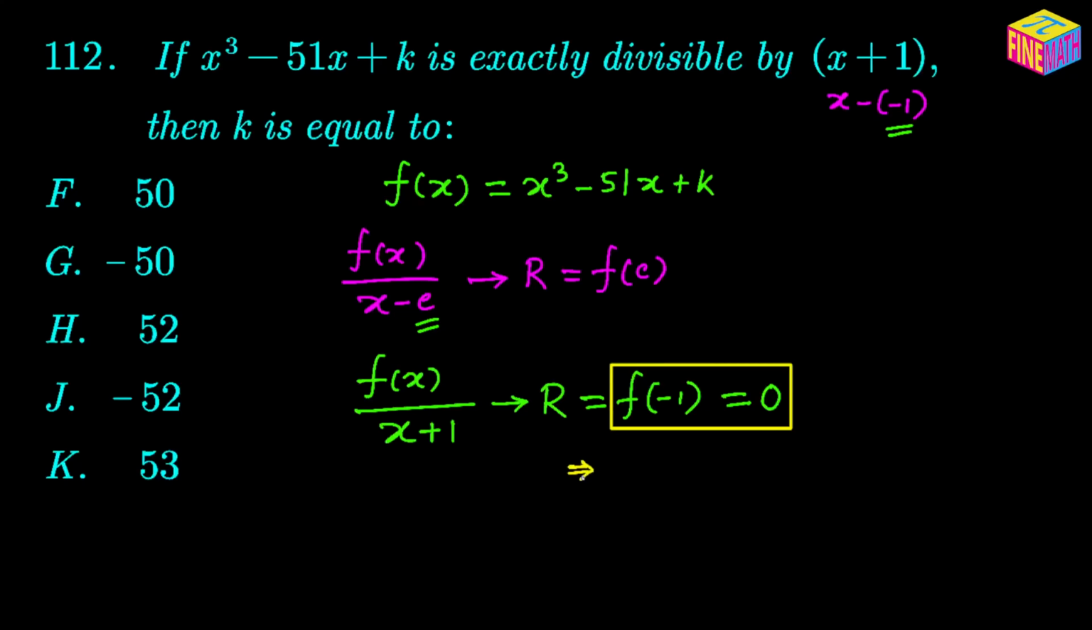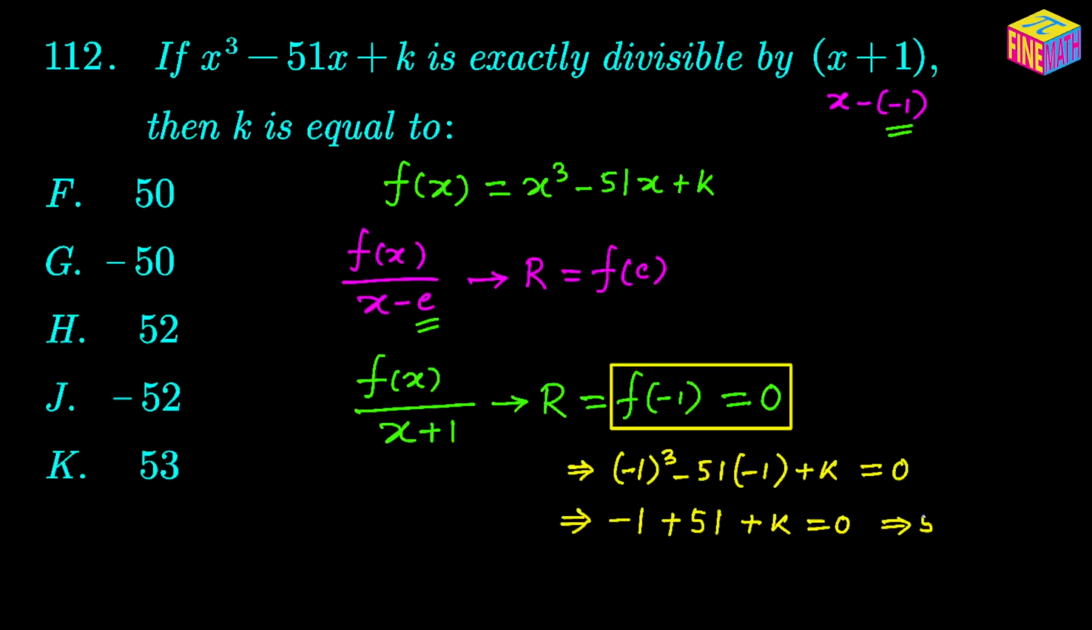From here we can say f of negative 1 would be what? Well, if we substitute a value of negative 1 for the x, there should be negative 1 cubed minus 51 times negative 1 plus k, that is equal to 0. So from here, what do we get? Well, negative 1 and then positive 51 plus k is equal to 0. From here we can say 50 plus k is equal to 0, and from here k must be equal to negative 50, and that is our answer.